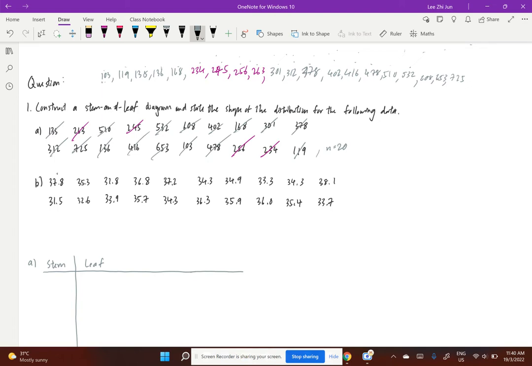Because as you see, if I take 2 digits, 10 has one only, 11 has one only, 13 has two, 16 has one only, 23 has one only. So all have one only, just the first 2 numbers. So my stem and leaf diagram will be too long. So for this case, I need to take 1 digit to the stem and the last 2 digits to the leaf.